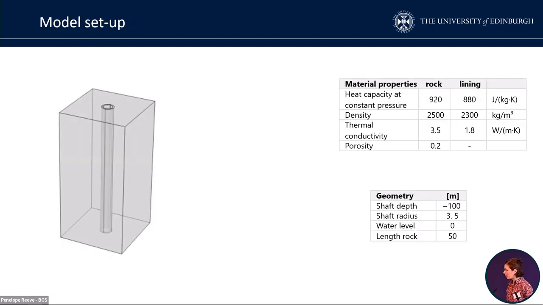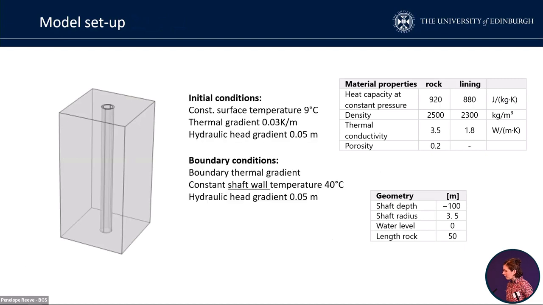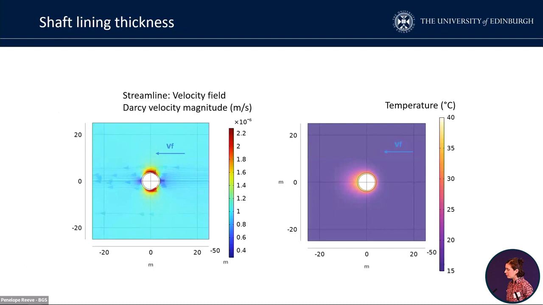So for this one, we have a 3D setup now, and we introduce a hydraulic gradient, which we didn't have before, and a constant wall temperature of 40 degrees as our heat source. And now we look at 50 days. And what you can see here is how the groundwater velocity carries the heat away. So on the left, you can see the groundwater flow changing around the cylinder structure of the shaft. This is an upwards view of the model we just saw. And on the right, you can see the temperature sort of smearing in the direction of the groundwater flow.